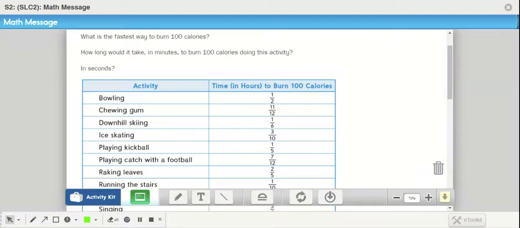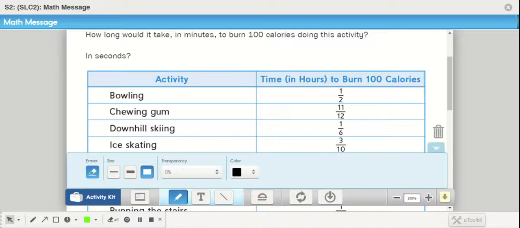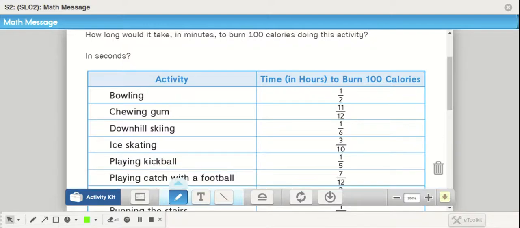Ice skating, 3/10 of an hour. So again, if my denominator is 2, I'm going to write a little note over here. If my denominator is 2, then I have to break 60 in half, which would make it 30, okay? So each 1/2 would be 30 minutes, okay?